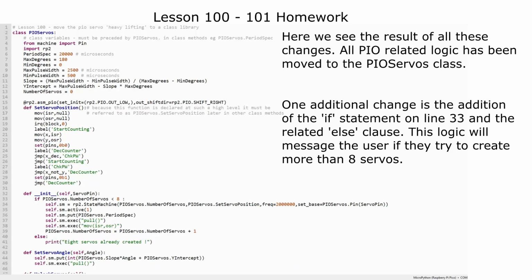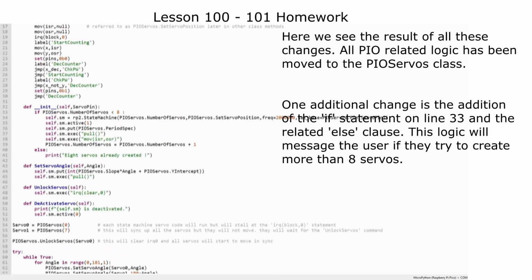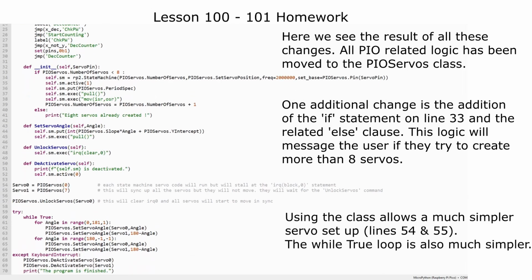Here we see the result of all these changes. All PIO related logic has been moved into the PIOServos class. One additional change is the addition of the if statement on line 33 and the related else clause. This logic will message the user if they try to create more than 8 servos. Using the class allows a much simpler servo setup, as you see on lines 54 and 55. The while true loop is also much simpler. And here's how it works.